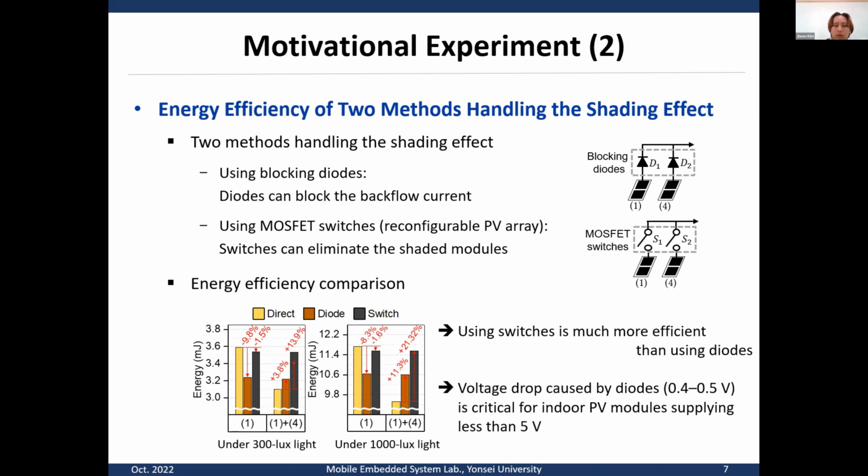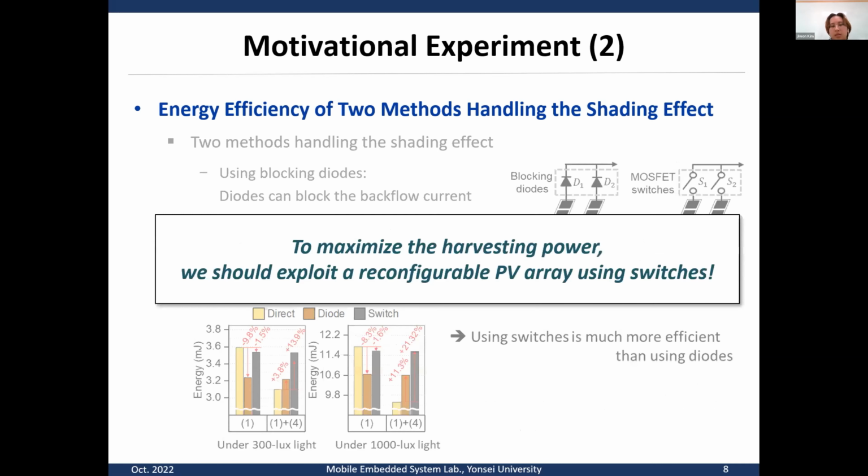As a result, the diode method prevented the shading effect, but it was much less energy efficient than the switch method. The critical problem of the diode method is that the constant anode loss due to the voltage drop is significant even in the absence of the shading effect. This is a big loss just to prevent the shading effect, especially in an indoor environment. So to maximize the harvesting power, we employed the reconfigurable PV array using switches.